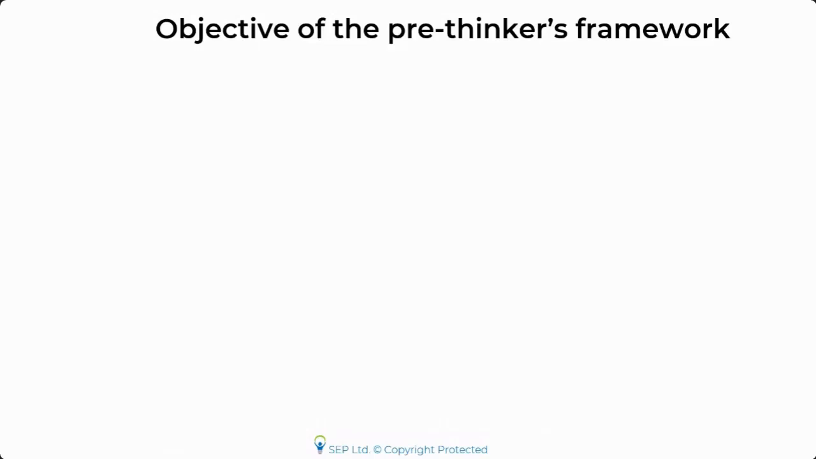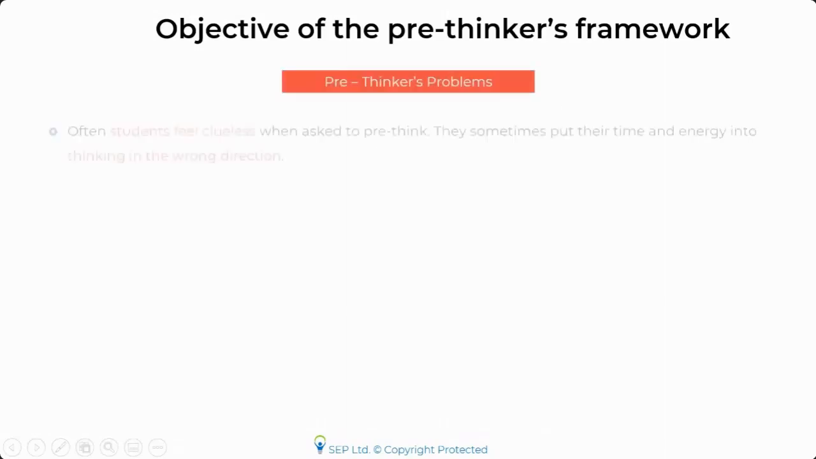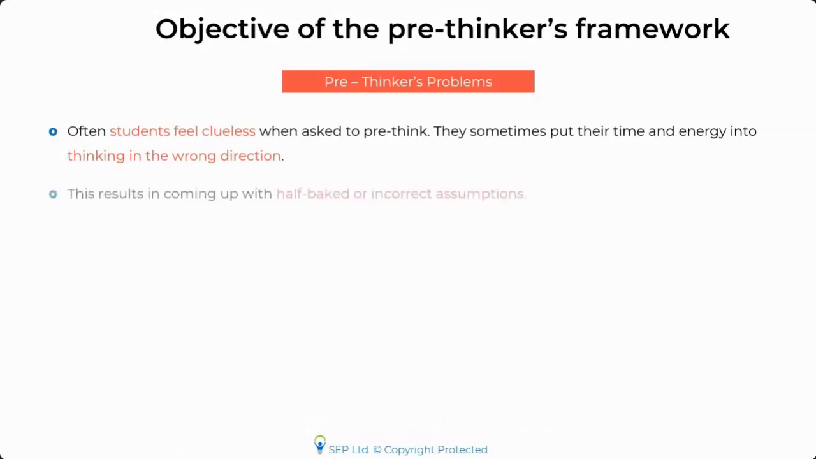So in today's framework, let me give you a little bit of a heads up about what we are really going to talk about. The objective of developing certain frameworks which will help you pre-think was because of these problems that pre-thinkers face. You feel clueless. Sometimes you end up thinking in the wrong direction. You spend time, you spend energy. And finally, either you're not able to think of anything at all, or you come up with some sort of half-baked or incorrect assumptions.